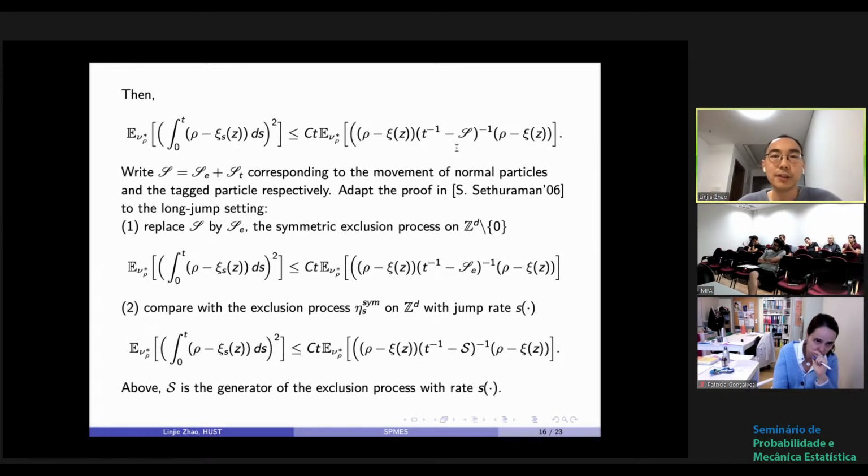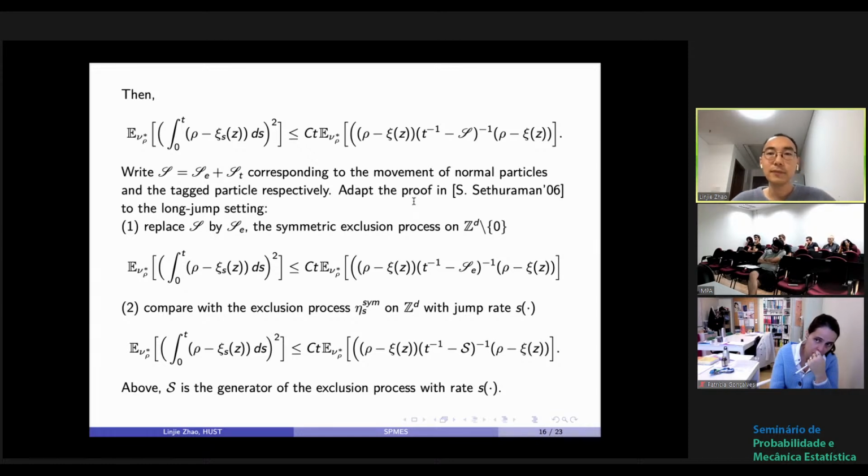S is the generator of the environment process with jump rate s. As we said before, it has two parts. One corresponds to the movement of normal particles, and the other to the movement of the tagged particle. We use S_E and S_T to denote the generators of these two parts, respectively. And the next step is to compare the H minus 1 norm of the environment process with the H minus 1 norm of the symmetric exclusion process.